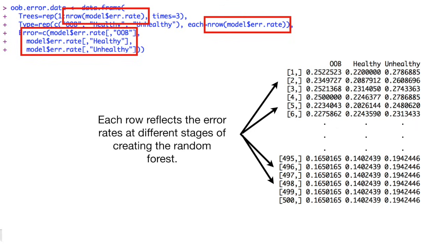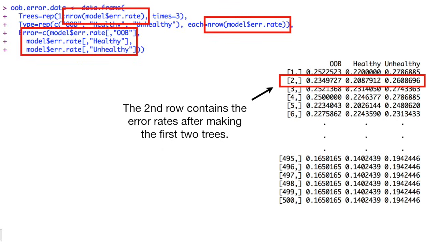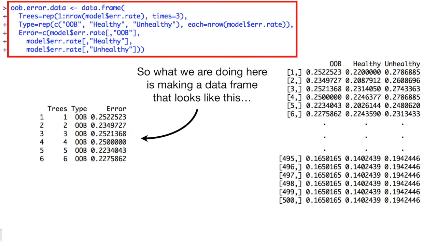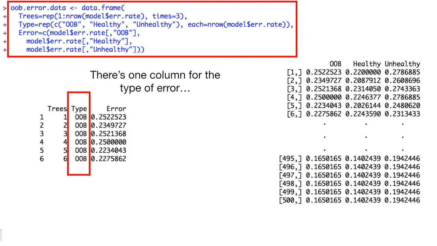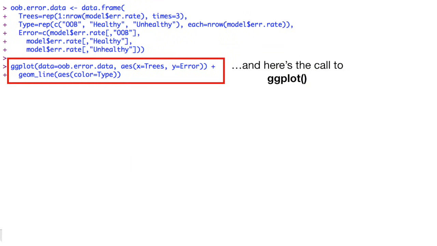Each row reflects the error rates at different stages of creating the random forest. The first row contains the error rates after making the first tree. The second row contains the error rates after making the first 2 trees. The last row contains the error rates after making all 500 trees. So what we're doing here is making a data frame that looks like this. There's one column for the number of trees, one column for the type of error, and one column for the actual error value. And here's the call to ggplot.